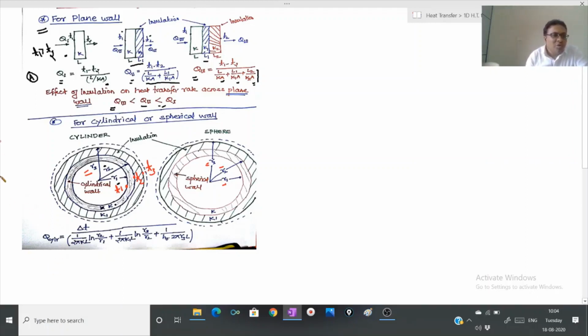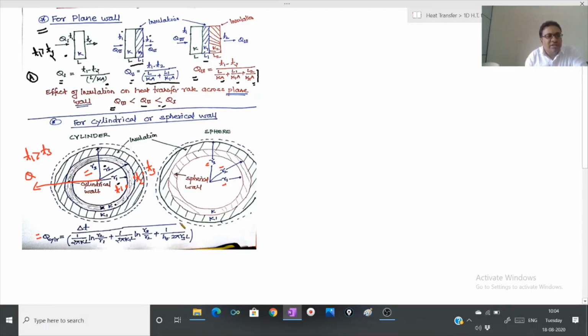So, T1 is greater than T2. By virtue of this temperature difference, heat transfer will take place in the outward direction. So how can I calculate this rate of heat transfer through this cylindrical wall?